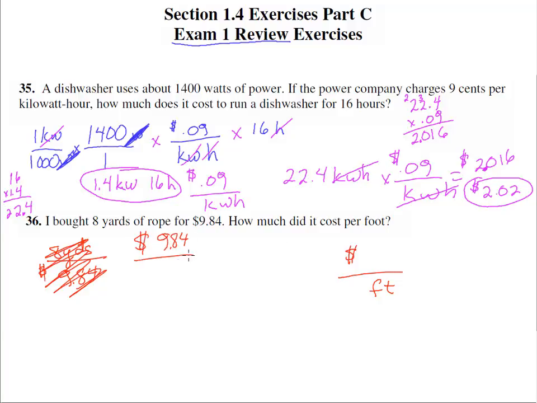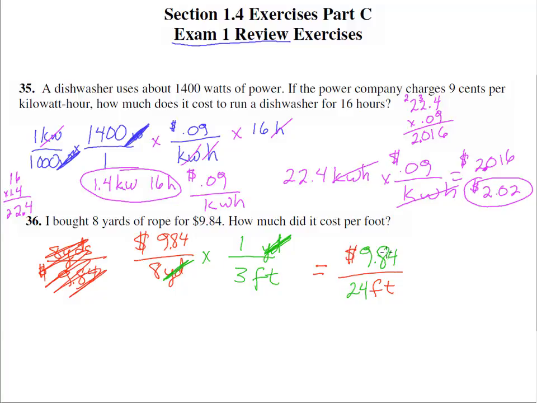$9.84 per 8 yards. And so really all we need to do in order to get dollars per foot is multiply this by something that will convert yards into feet. Now, if you look in the textbook, the number of feet per yard, I would say, is 3 feet equals 1 yard. And when you multiply by this, it will convert. So the yards will cancel. We'll take 984 times 1, so that's 984 over here, and then 8 times 3 on the bottom is 24. So that's really all that happened.